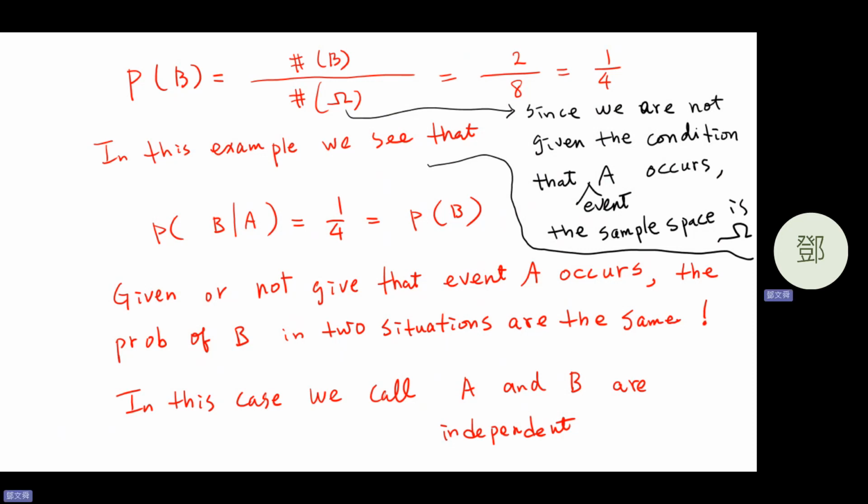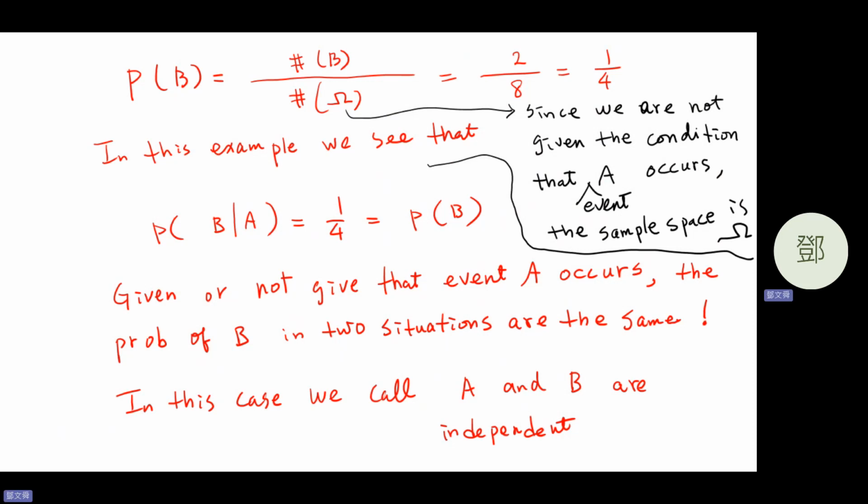This is a very special case. The special case does not occur all the time. This time there are two situations. Situation 1, you were given that A already occurred. Situation 2, you were not given the condition that event A occurred. In the two situations, the probability of B is the same. So what is the big deal? This means that in this case, we call A and B independent.